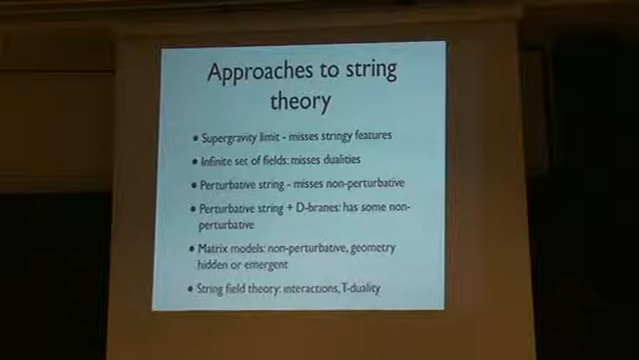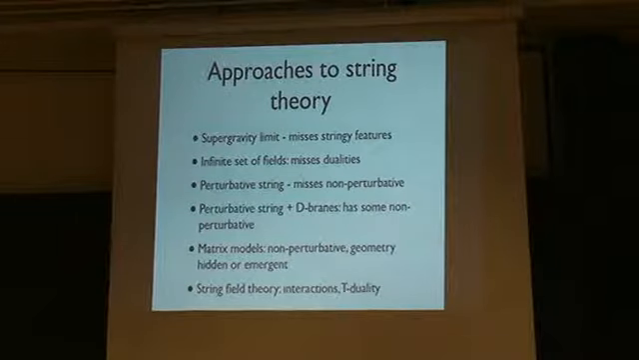These approaches to string theory all have some advantages and some disadvantages. The supergravity limit is very useful for understanding some effective space-time physics, but it misses many of the stringy features. If you think of it as an infinite set of fields of higher and higher masses, then that picture is good for some purposes, but it misses some of the dualities and some of the structure which arises from the fact that summing up all of these contributions from all these fields has dramatic effects.